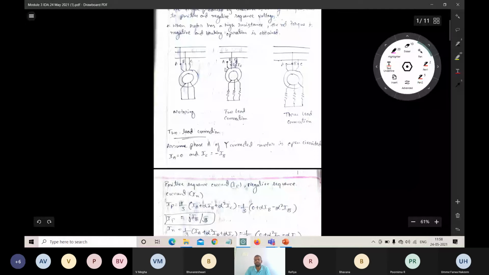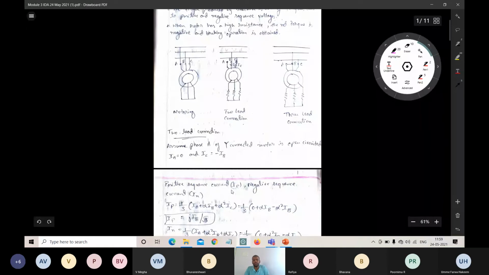We have to satisfy Kirchhoff's current law. At any node, the sum of currents entering the junction is equal to the sum of currents exiting the junction, or the summation of the currents at any node is equal to 0. That is the same thing that we follow here. So IA is 0, so IC is equal to minus IB, or IB is equal to minus IC. You can take either one.